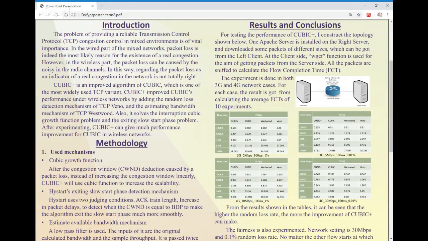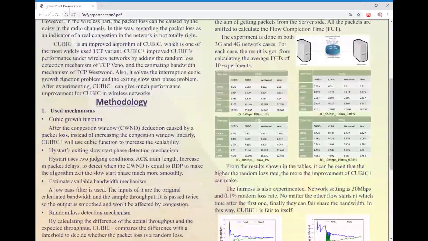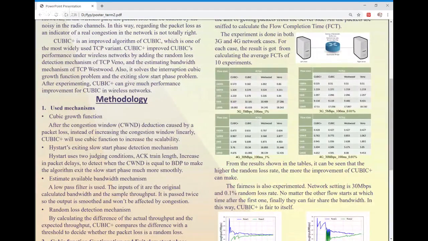As you can see, these figures are the FCTs that I get. This figure shows the average FCTs of 10 cases, and on the left side, the random loss rate is 1%, and on the right side, the random loss rate is 0.01%. As you can see from these tables, Cubic Plus can really make some difference in wireless networks. The higher the random loss rate, the better the performance of Cubic Plus.